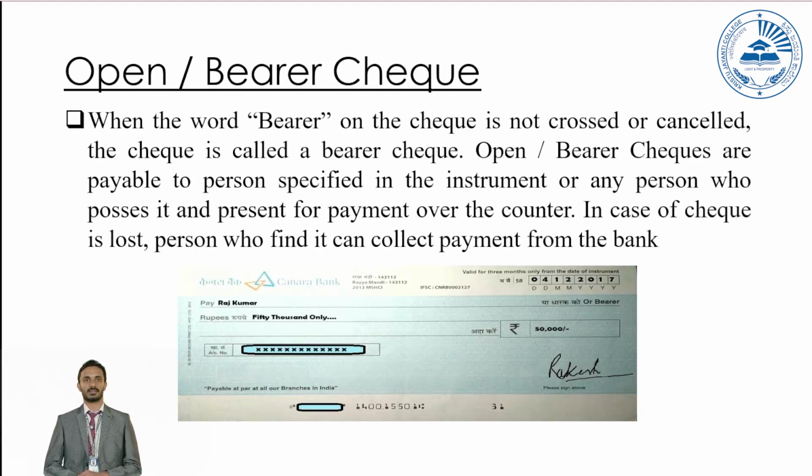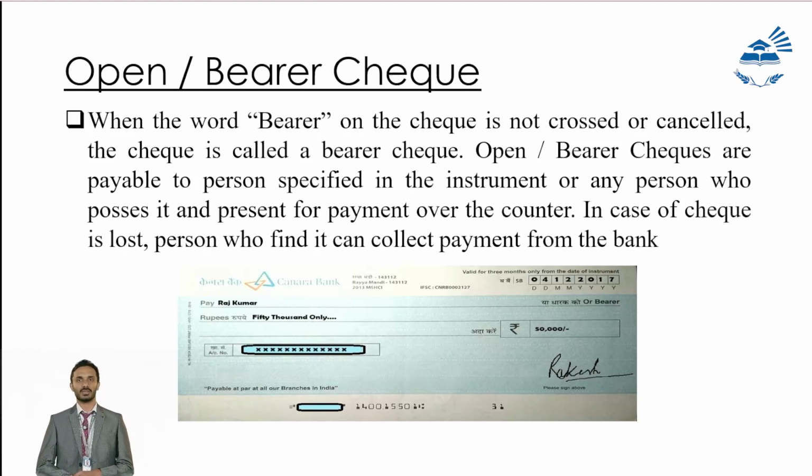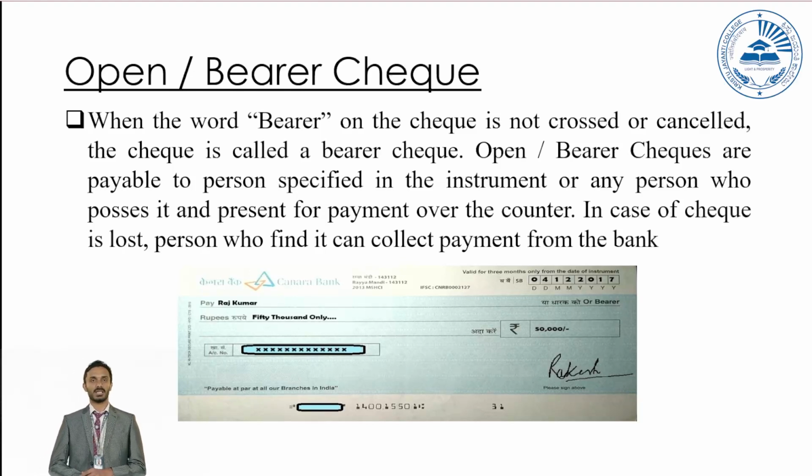The possession matters, and there is a risk in case the check is lost. The person who finds it can collect payment from the bank. So whoever holds the check, the bearer, either it may be the genuine drawer or somebody else, it doesn't matter. Whoever holds the check can encash. So there is one risk associated with the bearer check. Whoever is getting the check can collect it over the counter of the bank. So money can be obtained from the counter of the bank also. So some sort of risk is associated with the open or bearer check.